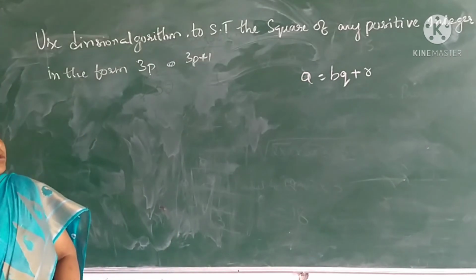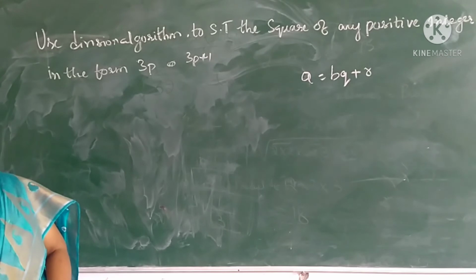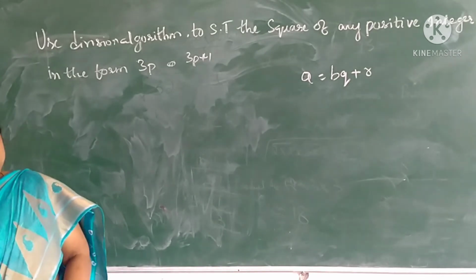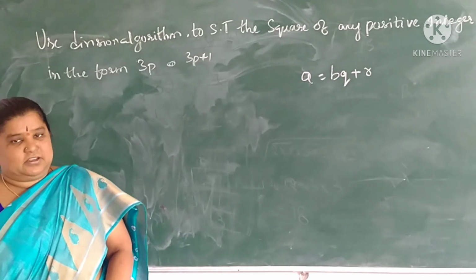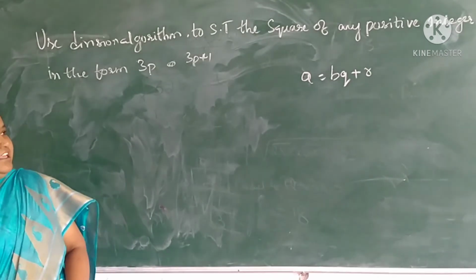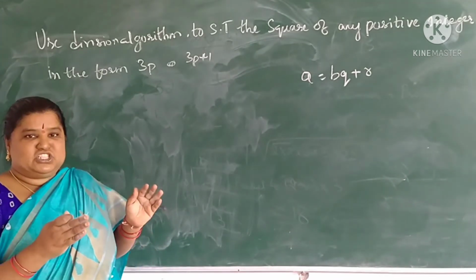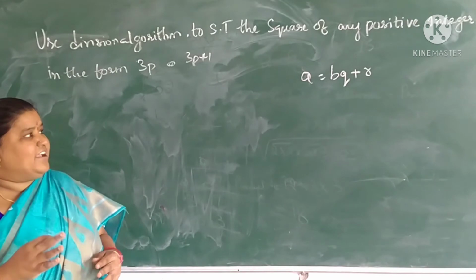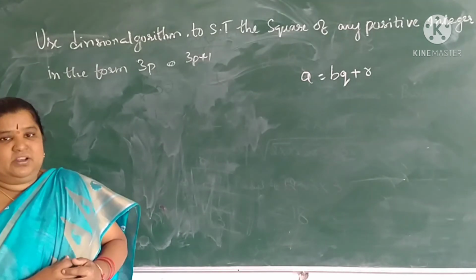Now, in this, by using the division algorithm, it is saying to show that the square of a positive integer is in the form of 3p or 3p plus 1. So what is the division algorithm? It is a is equal to bq plus r. That we know: dividend is equal to divisor into quotient plus remainder. That is the division rule.